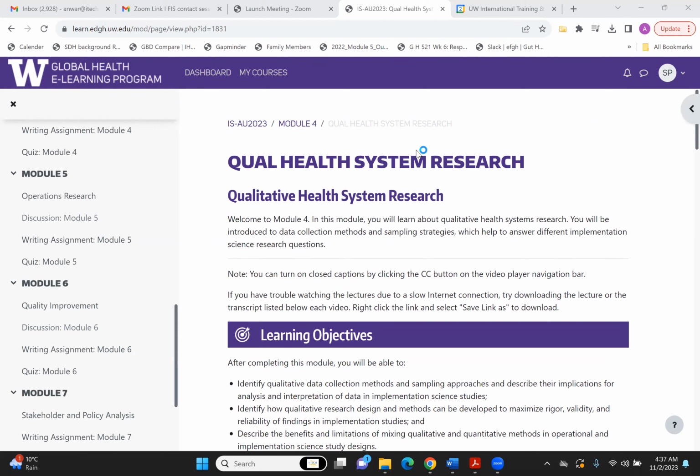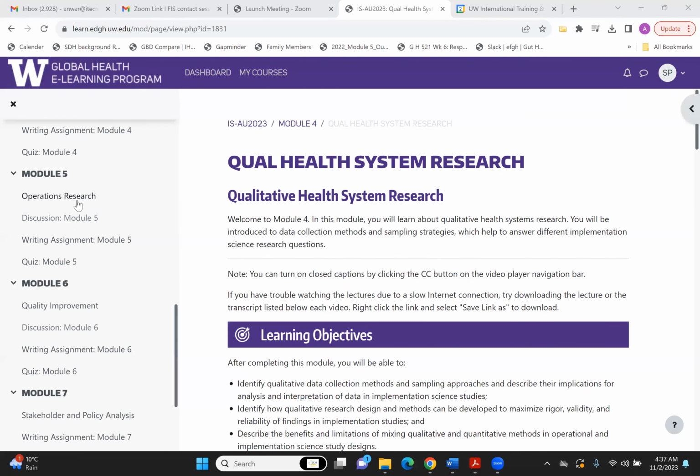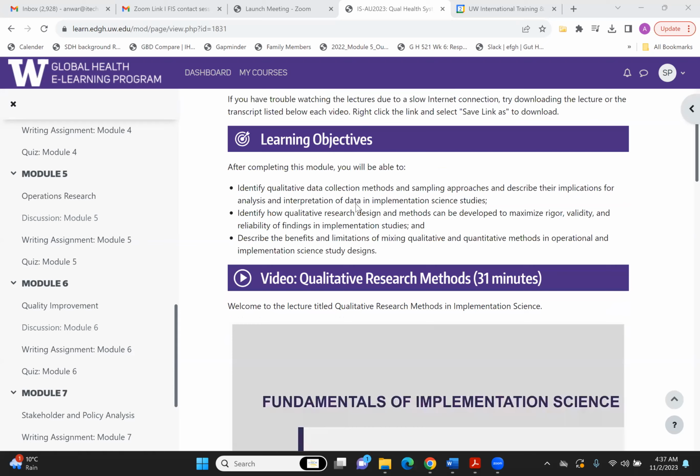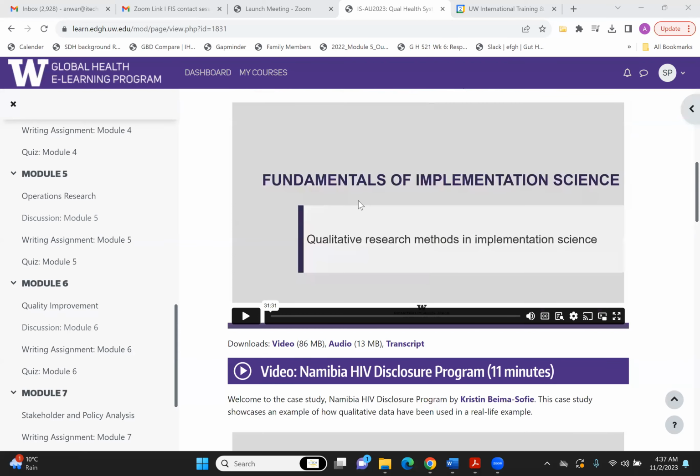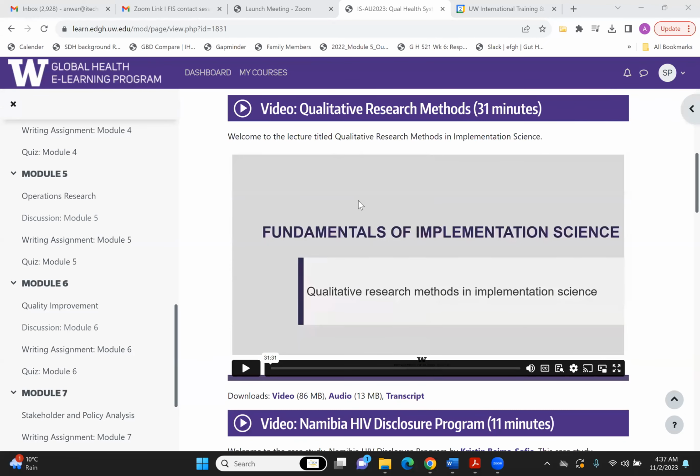And absolutely, if you go through the material, it talks about the same thing which Dr. Rajesh just mentioned. It has a couple of videos. One is on the basics of qualitative research methods and how those methods are used in implementation science. If you remember, last time when we went through all those tools which we can use for implementation science, qualitative research method is one of them, and exactly for the reason which Dr. Rajesh just mentioned.